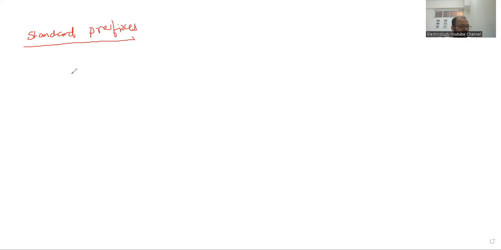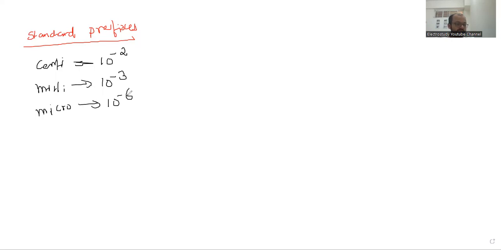First, let us discuss the smaller quantities. What is centi? Centi means multiplication factor 10 to the power minus 2. Similarly, what is milli? Milli is nothing but 10 to the power minus 3. Similarly, micro. Micro is 10 to the power minus 6.